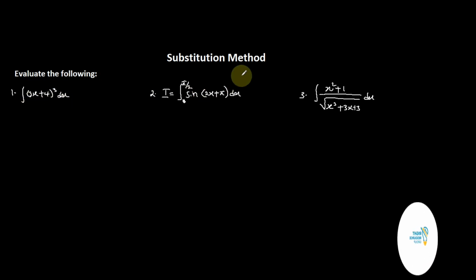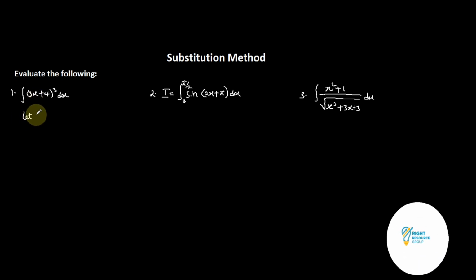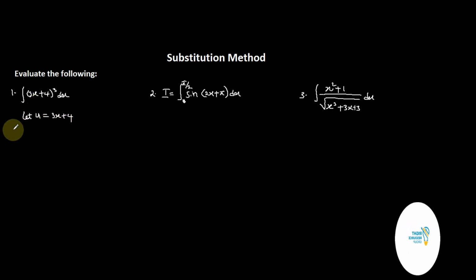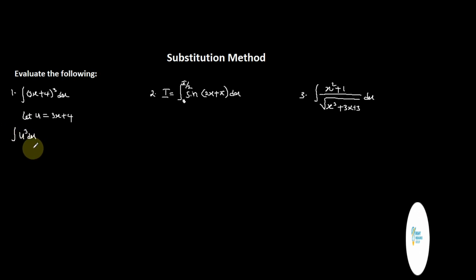We have to evaluate this integral, and by evaluating this integral, we are going to let the inner function be u. The inner function is 3x plus 4. Let the inner function be u, and if we let the inner function be u, that means we are going to be left with the integral of u raised to the power of 3 dx.